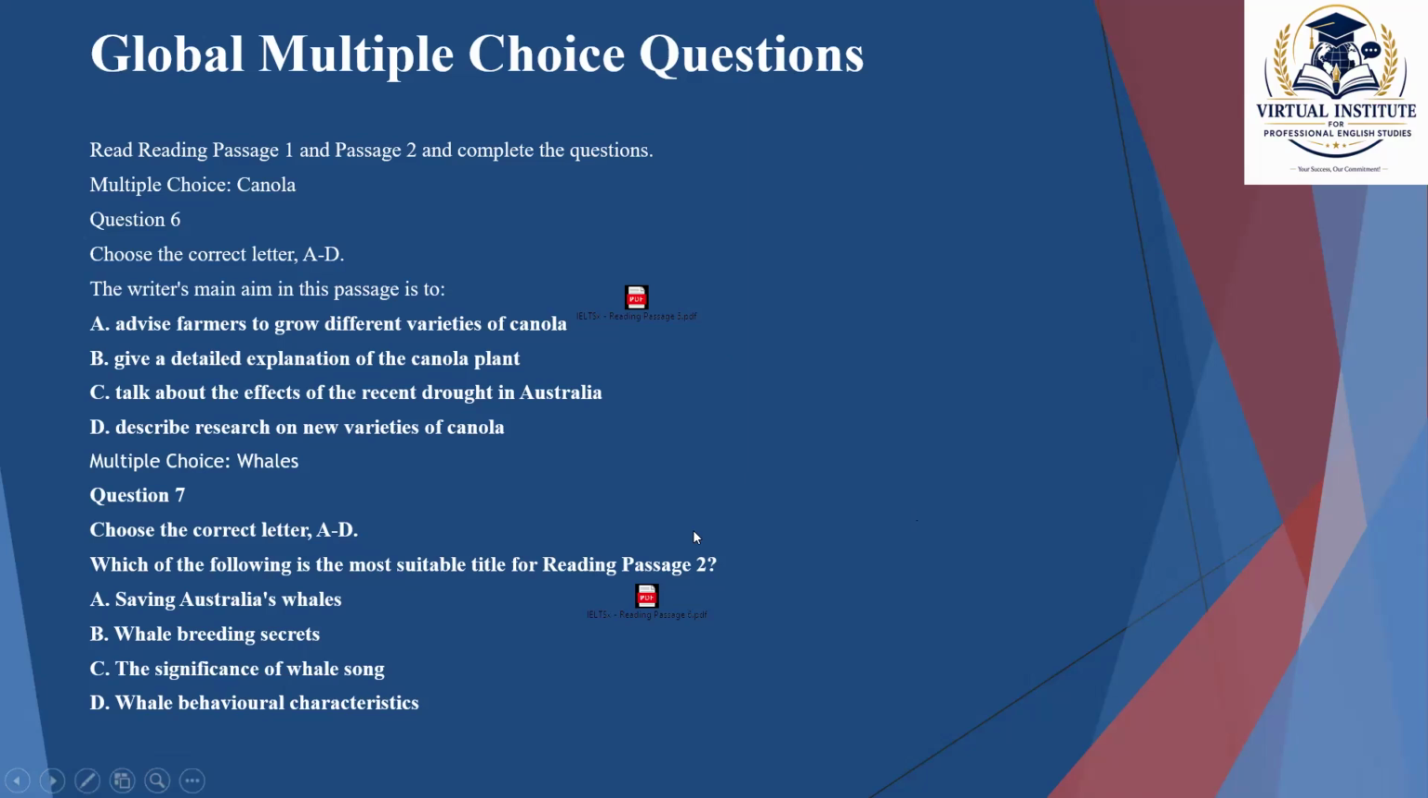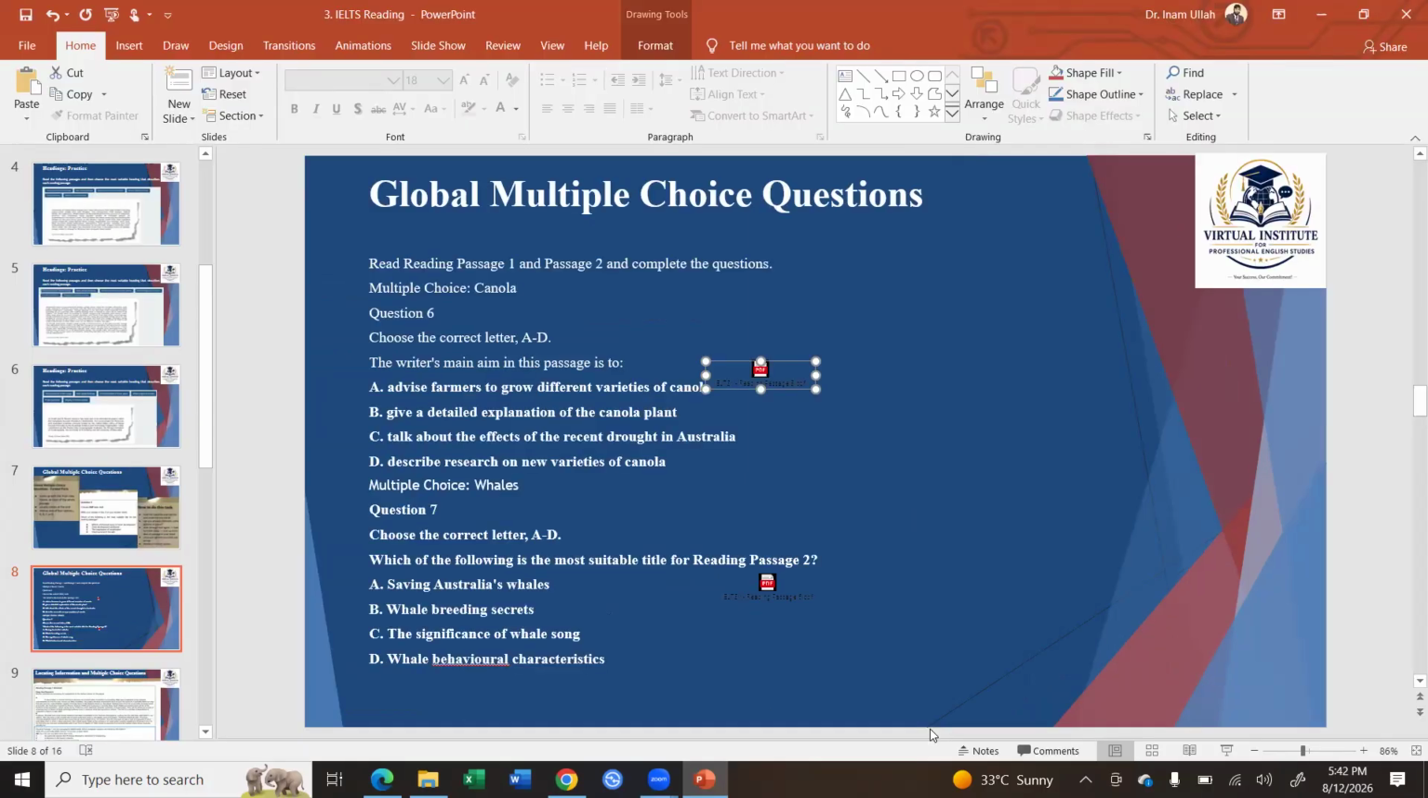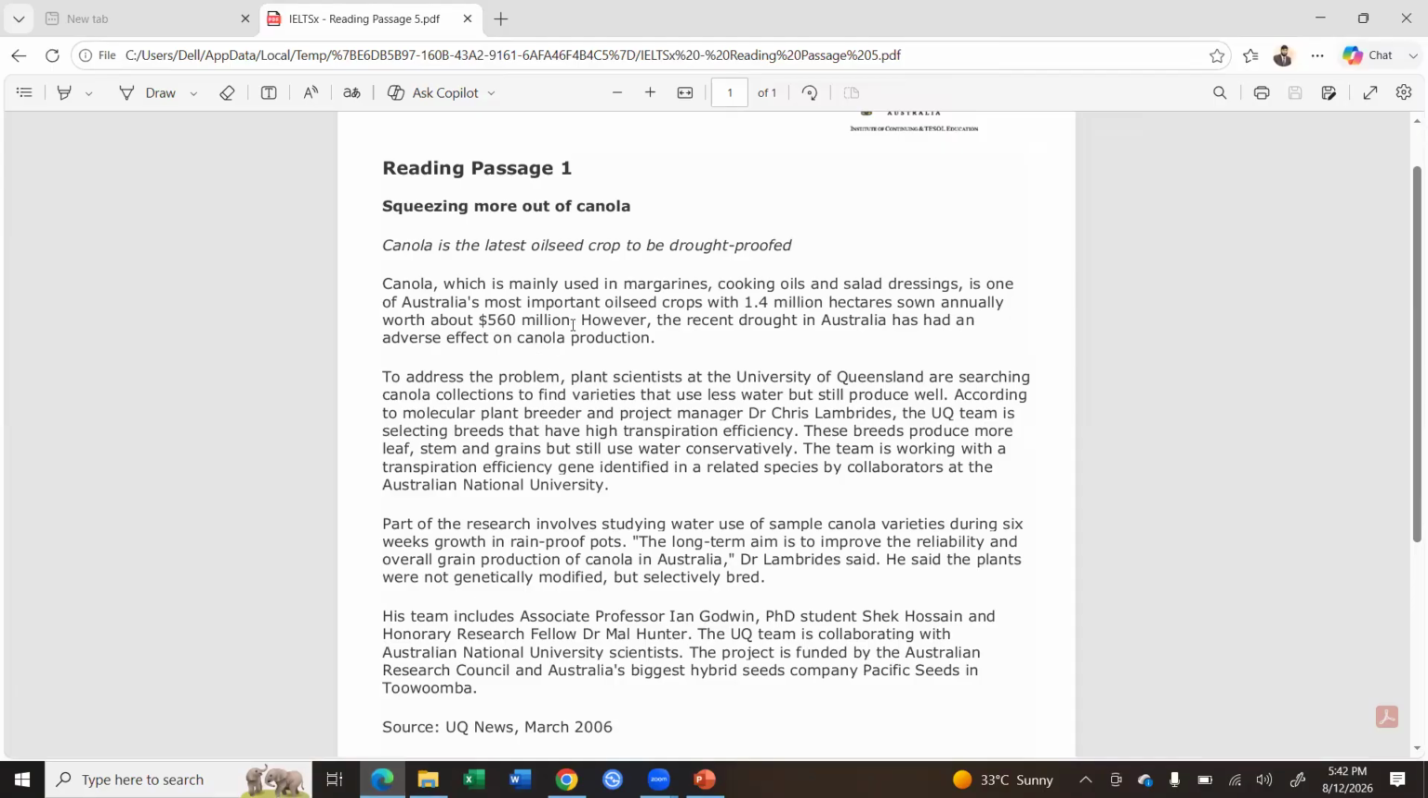Again, I will say that look at the passage. What does it say? However, the recent drought in Australia has had an adverse effect on canola production. It does not say effects. Are you getting my point?